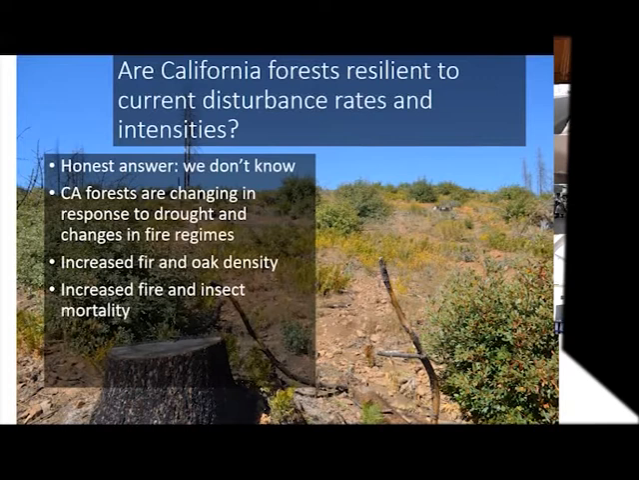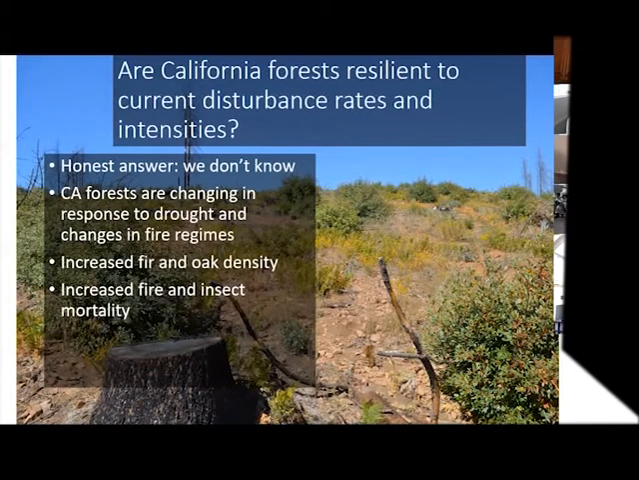And then on top of that, the drought, which will certainly occur again, is also really damaging to our forests. How resilient are our forests? The honest answer is we don't know, but forests are changing in response to drought and changes in fire and disturbance regimes. We can see from our data that the combination, particularly of fire suppression and occasional large massive fires, is shifting lots of our conifer communities towards a dominance of fir. And fir is fire sensitive, but oftentimes can outcompete the species that are more fire resilient in certain conditions.